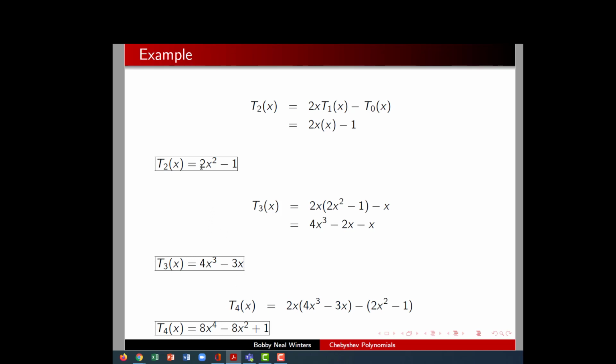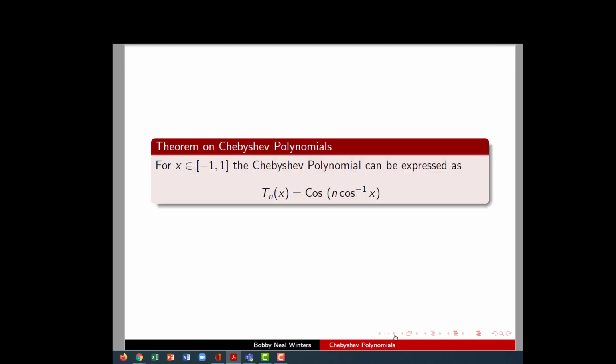What I want you to notice is how all of the ones with even subscripts have only even degrees in them. Okay, and the ones with odd subscripts only have odd degree terms in them. And notice, though, that all of my leading coefficients are powers of 2. Okay, 2 to the first power, 2 to the second power, 2 to the third power. You're going to want to remember that.